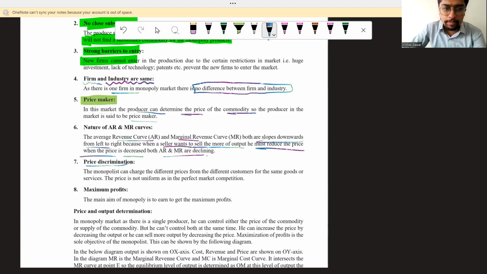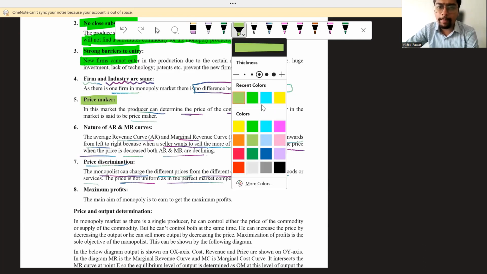Price discrimination. The monopolist can charge different prices from different customers for the same goods or services. The price is not uniform as in the case of perfect market competition. Like I told you, if I increase the volume, I can demand more discounts. If my frequency of buying is too high, I can again bargain and ask the monopolist to reduce the prices. So prices can change from consumer to consumer.